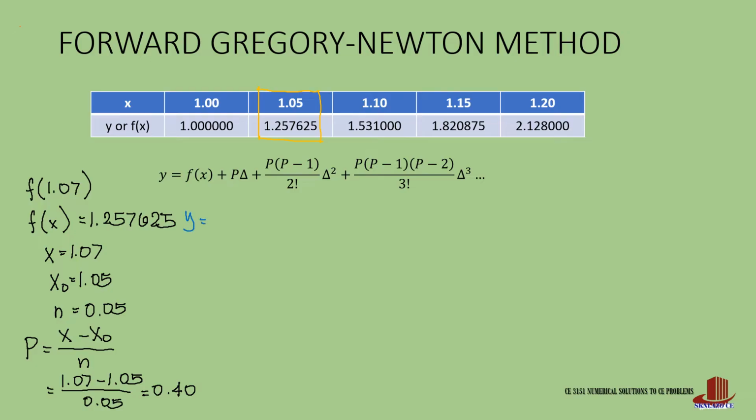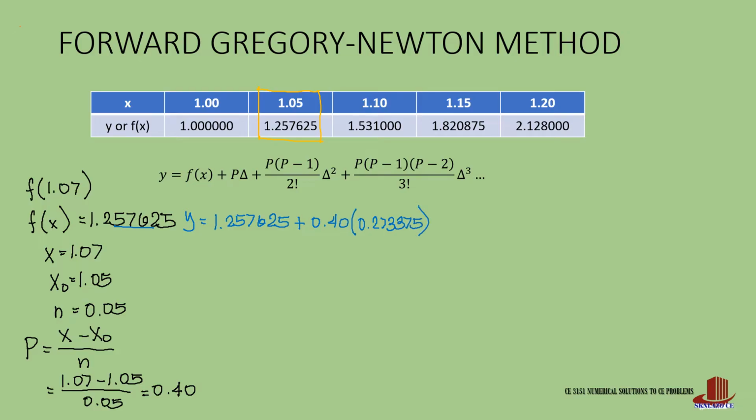Y is equal to f of x, 1.257625, plus P, which is taken as 0.4, times the delta, which we already traced earlier, 0.273375.